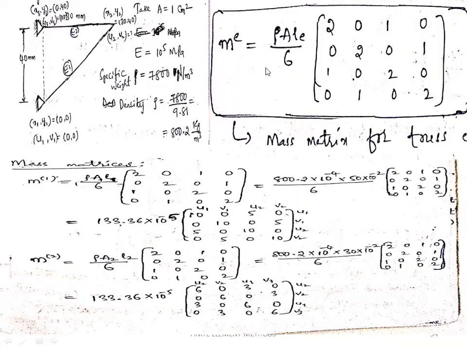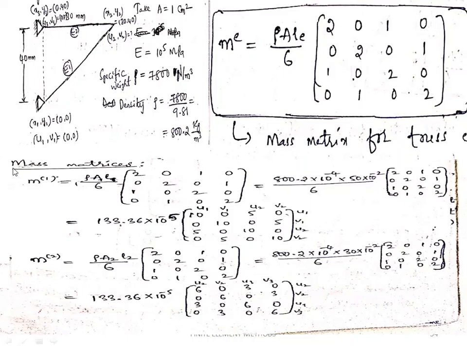Using this mass matrix, we are going to calculate the first element mass matrix as well as the second element mass matrix. Once you get M1 and M2, you need to club these two to get the global mass matrix, similar to the global stiffness matrix. So let us see that.